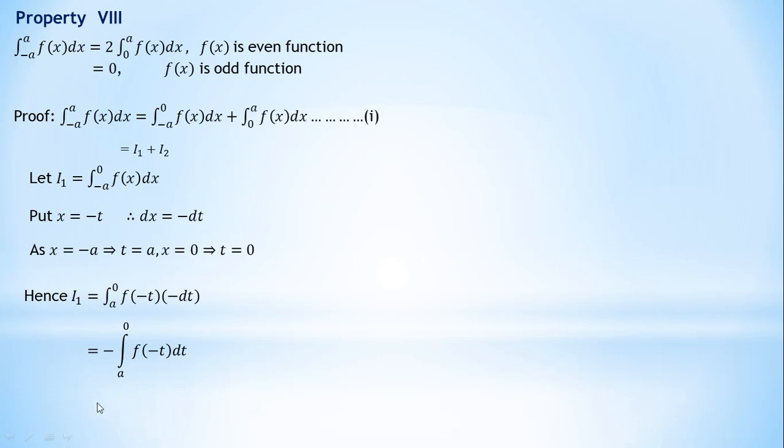Now by using the previous property you can remove this minus sign just by interchanging the limits of the integration, so the integration becomes integration from 0 to a f of minus t dt. Again by using the previous property you can change the letter t as x, and hence finally we get the integration as 0 to a f of minus x dx. So I1 integration is converted into 0 to a f of minus x dx.